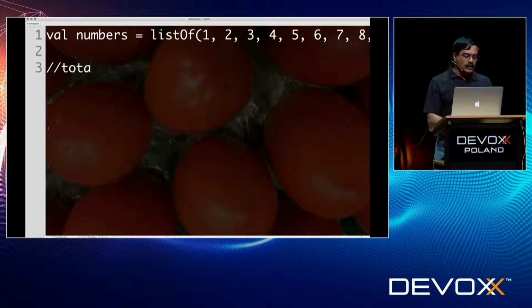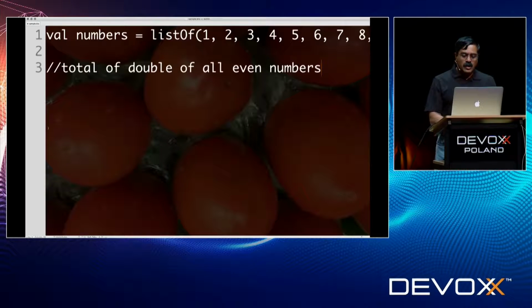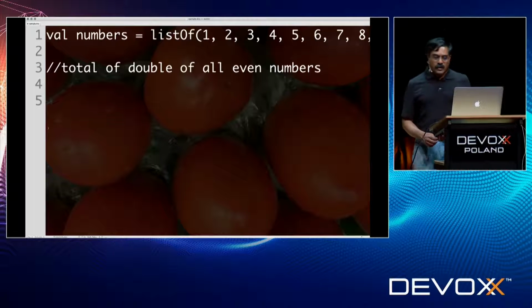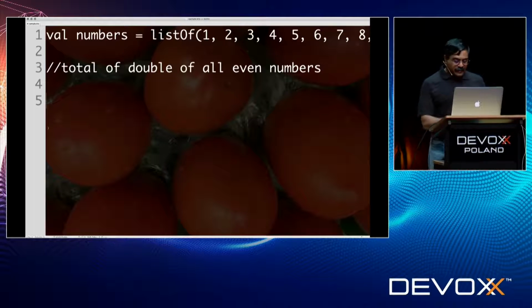Given these numbers, list of 1 to 10, what I want to do is compute the total of double of all the even numbers. How would you go about doing that with the imperative style of programming?